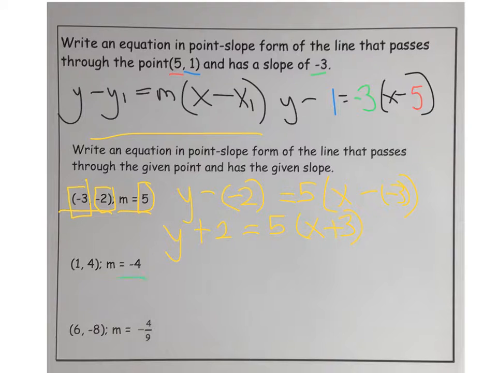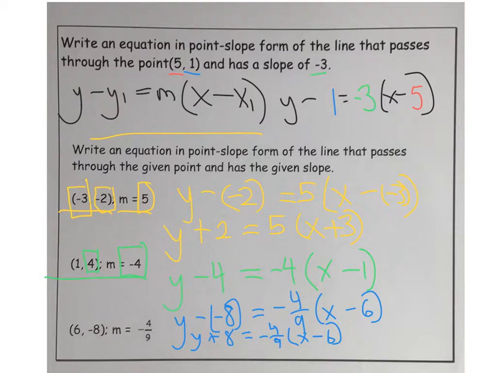So let's try this one here. This one is going to end up being, again, y minus this part here, 4, because that's the y coordinate of the point, is equal to -4, because that's the slope, times x minus 1. That's the end of it. You should pause here for a moment, and then I will do the next one. I'll write down the correct answer for the next one. You can check your work.